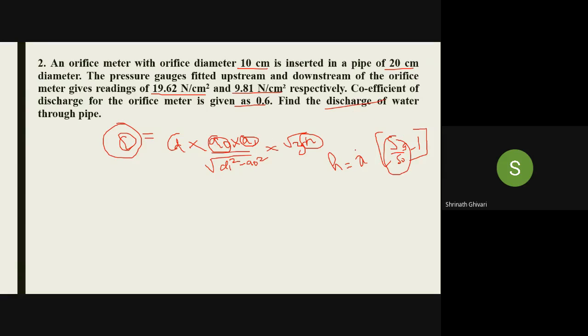But we don't have the X value. This is the reading of differential manometer, and here it is not given. Now how to find out the value of H? Someone had told me that P1 by rho G minus P2 by rho G equal to H. By using this formula we can find it, because they have given us the value of P1 and the value of P2. So both the values are given, so we can determine the value of H. Okay. Now you calculate the value of P1 by rho G first.